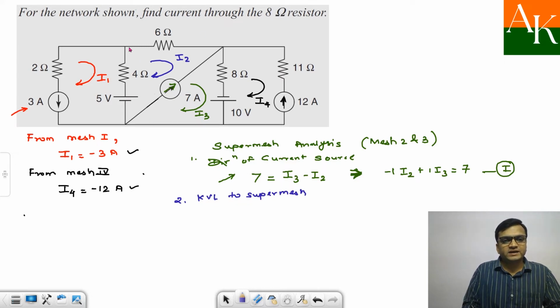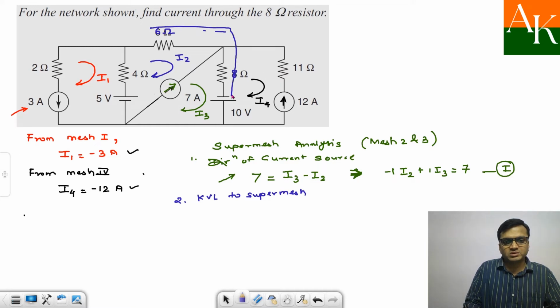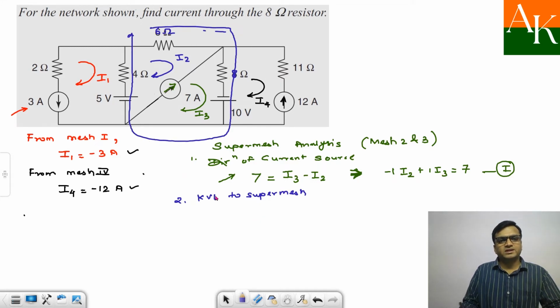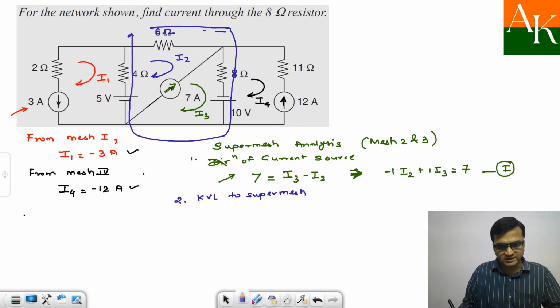So I will highlight that path. 6 ohm, you are traveling through the 6 ohm. I am highlighting over here. Then 8 ohm. You are traveling through mesh 2 and 3, so you are going like this, then 8 ohm, 10 volt, and then again back to this one. This is the path that you decided to apply KVL along. You can't select any other path over here because if you try to select this path, there is a current source.